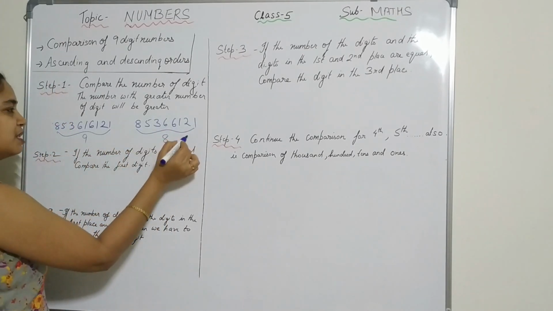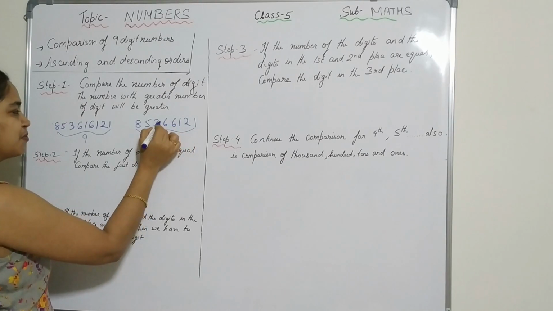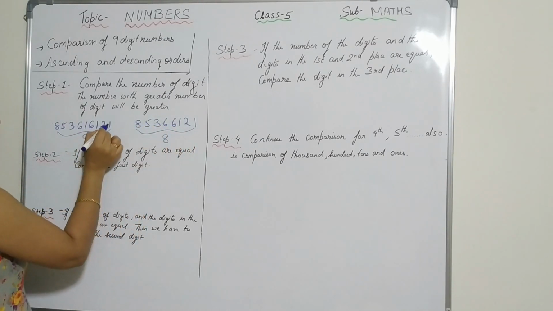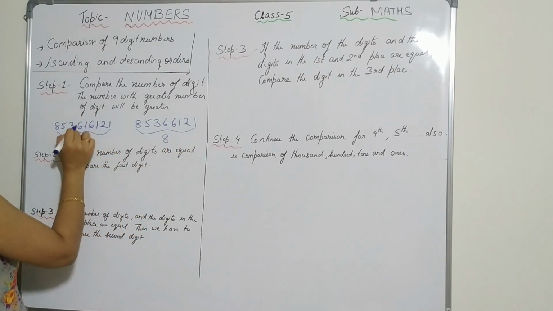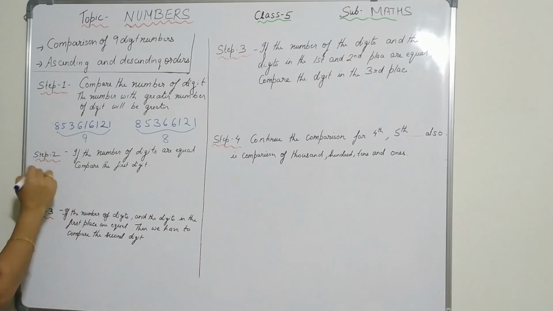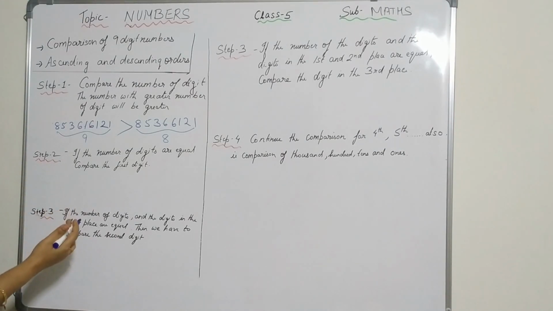You can count and see also. 1 2 3 4 5 6 7 8. 1 2 3 4 5 6 7 8 9. So obviously this number will be greater than the other number. It is a simple rule where we compare the number of digits, and the number with the greater number of digits will be greater than the other number.